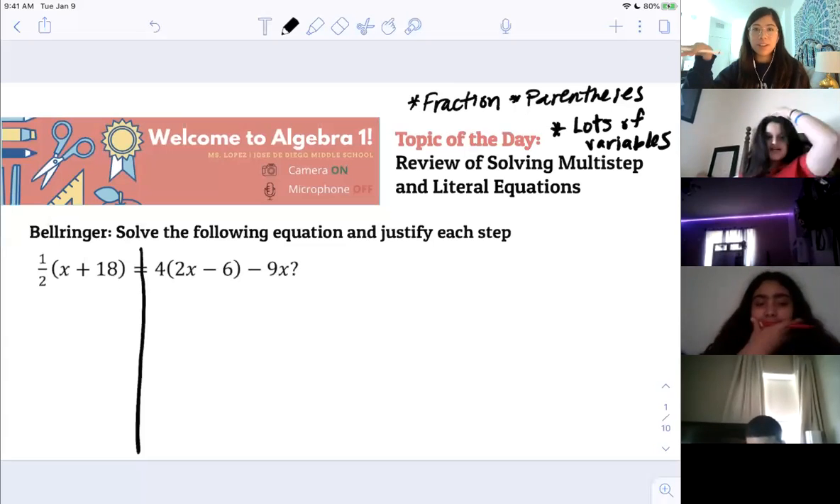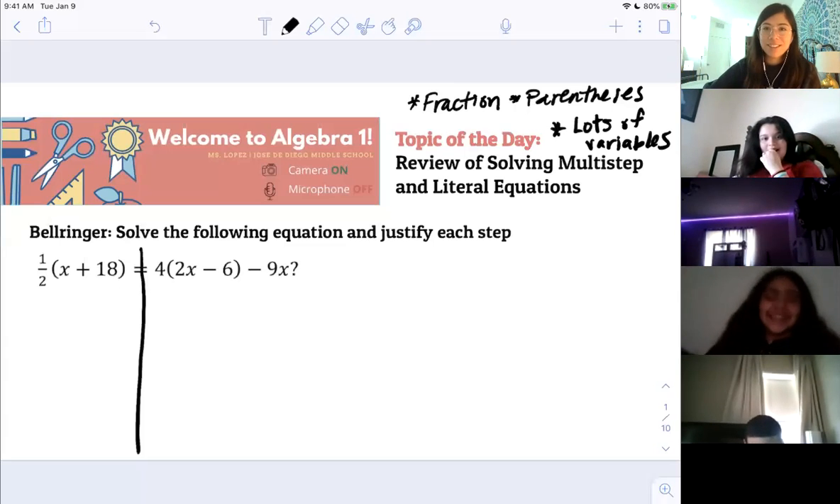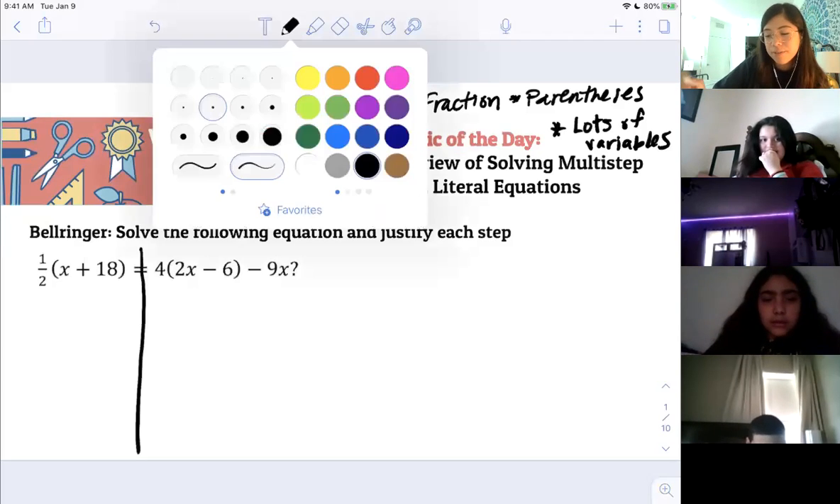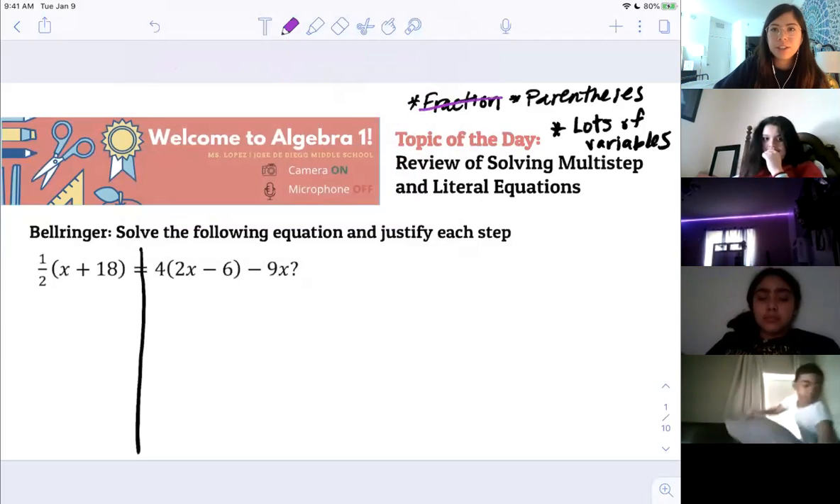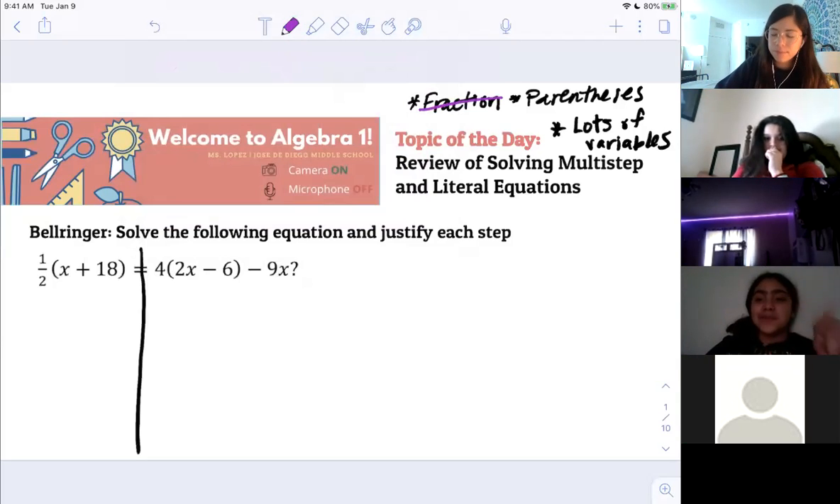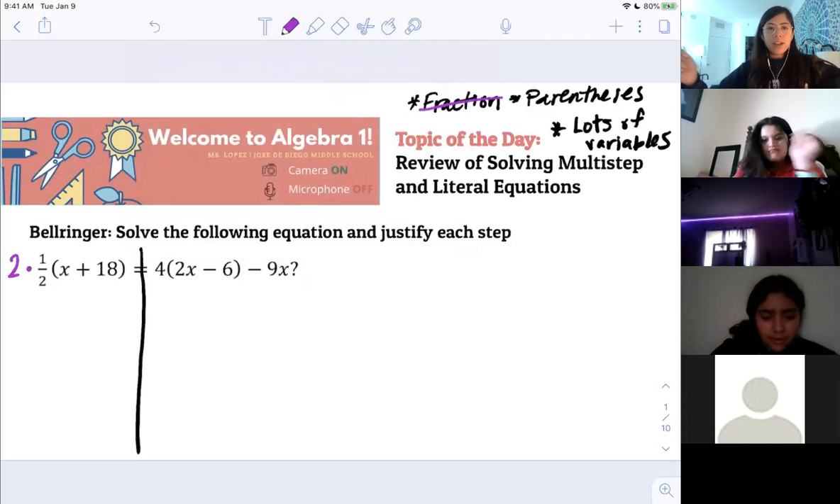So Marian, if you wanted to do it your way, you'll probably get the same answer if you do everything correctly. So let's get rid of it. I always like to get rid of it first because I hate fractions. What am I going to want to do in order to get rid of the fraction? Multiply by the denominator. Good. I heard like 3 people say the same thing. So we're going to multiply by the denominator, which is 2.